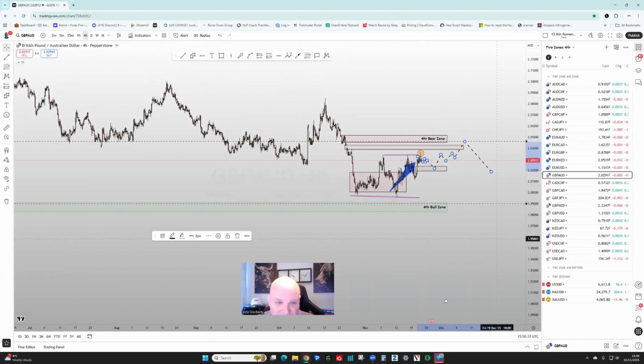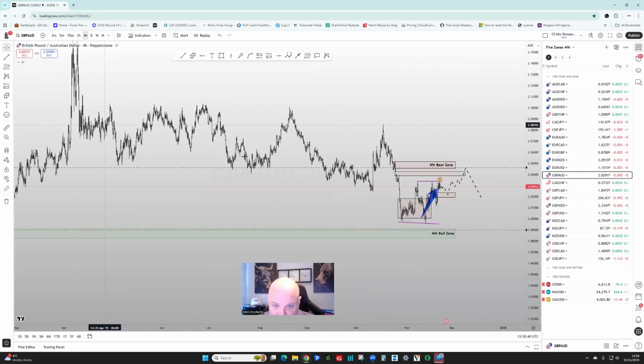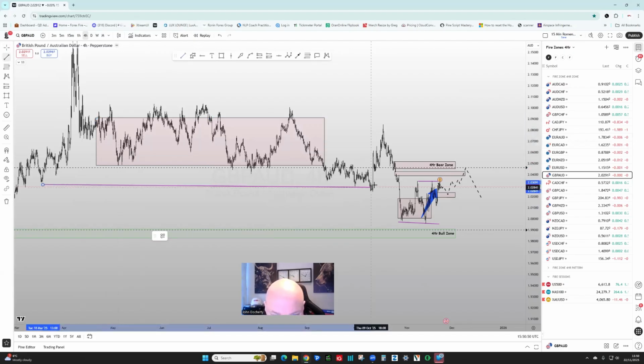Because when we look at this, it's slowly been consolidating. It's swept below these areas to take this liquidity low. Had a little bit of mess around, but I think we're going to start climbing back up to the buy side on this one, to be fair.